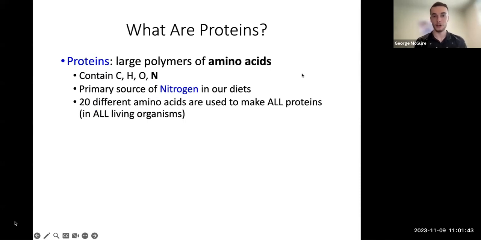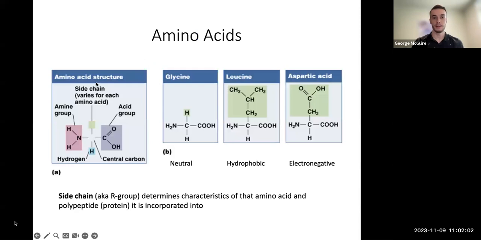So these large polymers of amino acids have 20 different types to choose from. Right? So you can think of these as 20 different tools to use, or 20 different materials to use to build some structure. We have 20 different amino acids that all living organisms use to build proteins. And so the general structure of an amino acid has a central carbon, and from that central carbon, we have 4 other groups branching off of it.